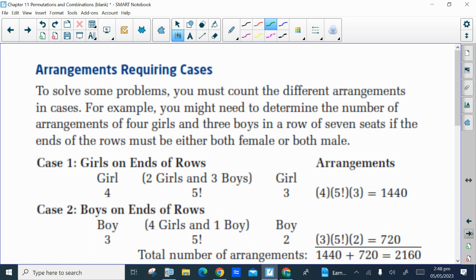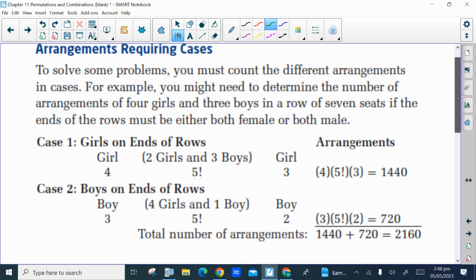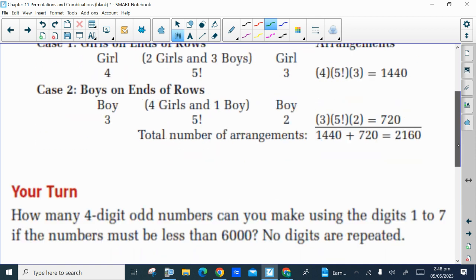So we've already talked about ones like this, arrangements requiring cases. To solve some problems, you must count the different arrangements in cases. For example, you might need to determine the number of arrangements of 4 girls and 3 boys in a row of 7 seats if the ends of the row must be either both female or both male. And so again, these are scenarios where you would take the 2 cases and add them together because it's one or the other. So we've done ones like that before.